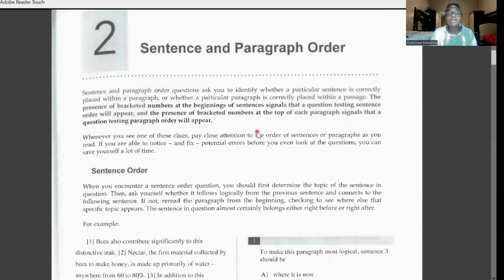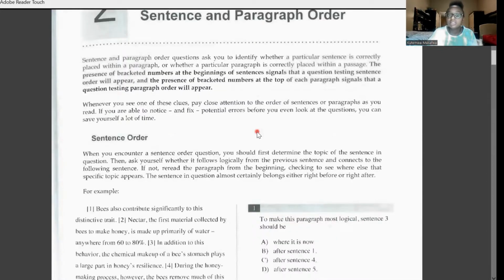It's like asking you, should this be kept or deleted, right? You're just being asked about the placement, which depends on relevance. So same concept that is being tested. So you're going to be asked whether a sentence is correctly placed or whether a paragraph is correctly placed. So you can be asked about either sentence or paragraph order.